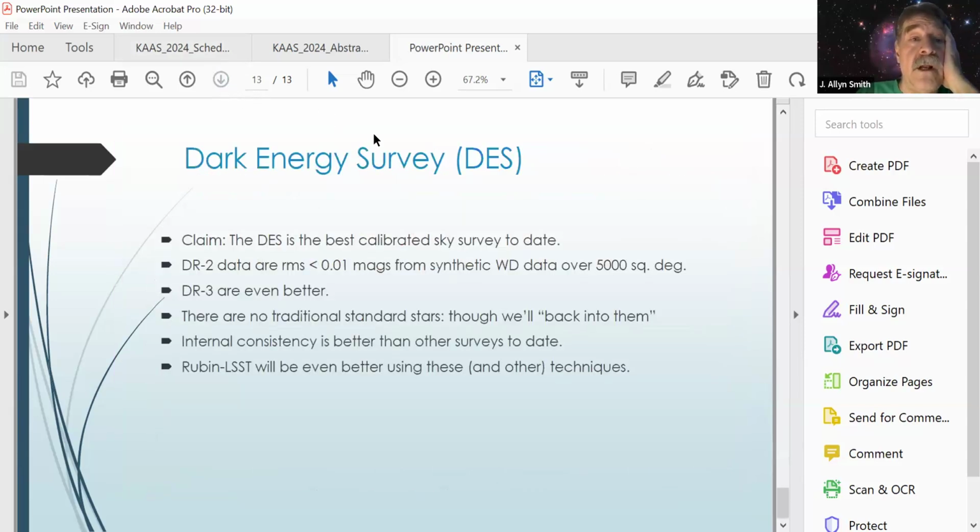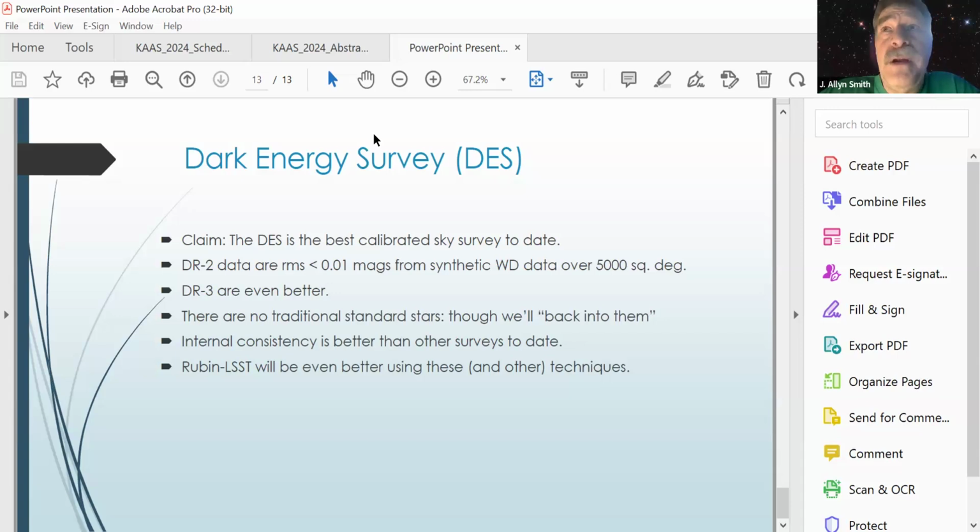All right, so we claim the DES is the best calibrated sky survey ever done by the human race to date. And that's a bold claim. We have the numbers to back that up, though. DR3, when we're finished, will be done. There are no traditional standard stars in this survey, but we have a plan to create them post-survey using the best data in the field. So if you want to observe in DES filters, you've either got to get down to 20th magnitude to tie things together properly, or you have to wait another couple of years until we get the brighter ones backed out.